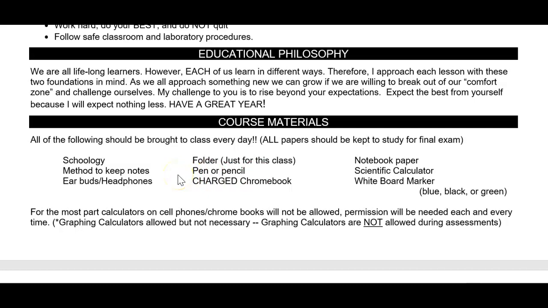Now, some of these materials are less needed than others if we are in a virtual situation versus a hybrid or in-person situation. What's most important in either situation would be a charged Chromebook, a scientific calculator, and a method of taking notes. Please note that when we're in person, you will not be allowed to use, for the most part, your cell phones. Your calculators are your Chromebooks, and graphing calculators are not allowed on the assessments when we're in person.